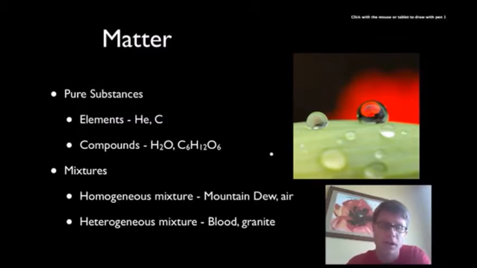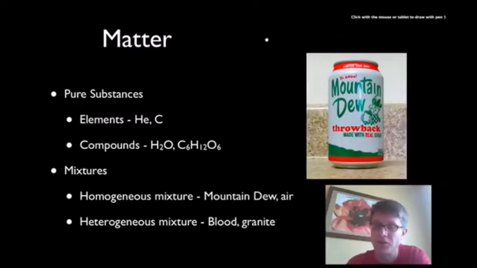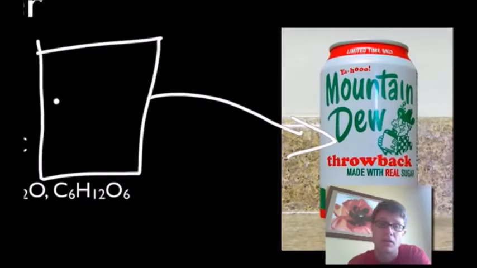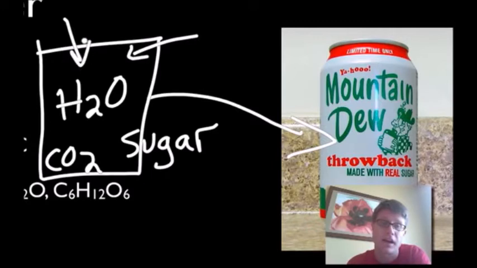Next, we have what are called mixtures. An example of a mixture, one of my favorite mixtures, would be soda. This is actually Mountain Dew inside here. If we look inside the can, isn't that great? It's a homogeneous mixture. You can't tell apart the different parts inside it. If you were to look inside Mountain Dew, there's going to be water, but there's also going to be carbon dioxide, and there's also going to be sugar, and there's also going to be caffeine, and there's going to be yellow dye number 5, and all those things are mixed together, but you can't tell the different parts. So we call that a homogeneous mixture.